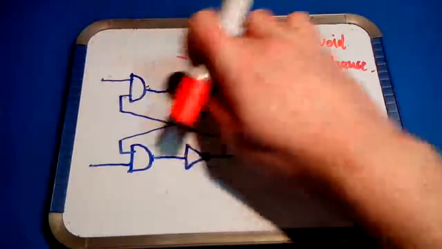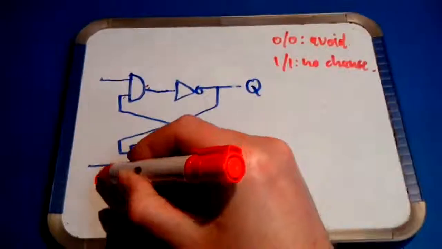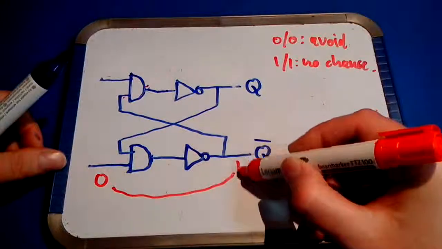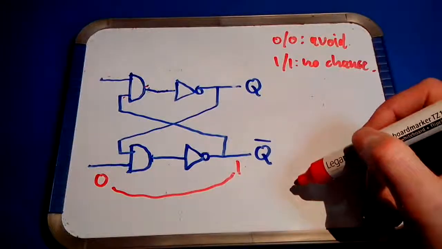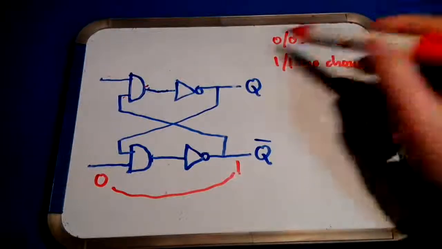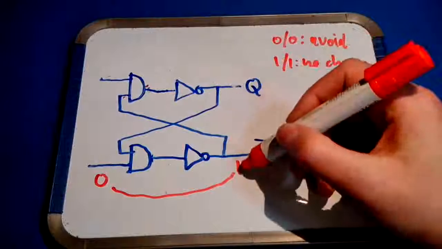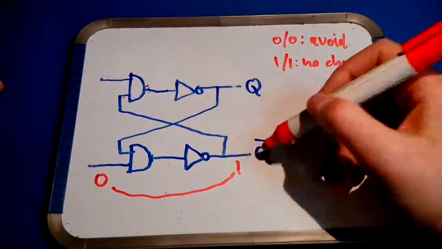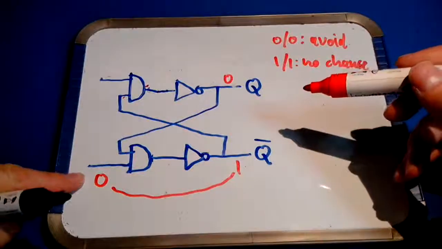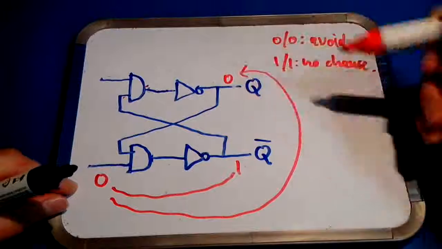Likewise, because the circuit is symmetric, a 0 at the bottommost input of the circuit results in a 1 at output Q overbar. We just saw that unless both inputs are 0, you don't want that. The outputs are always each other's complement. Therefore, if this output is 1, this output must be 0. So applying a 0 at the bottommost input causes a 0 at the topmost output.